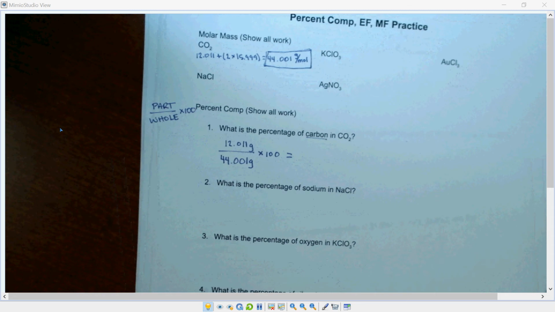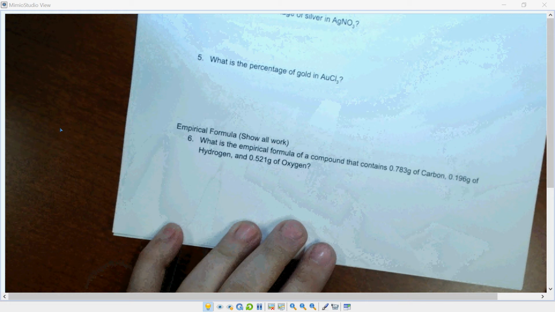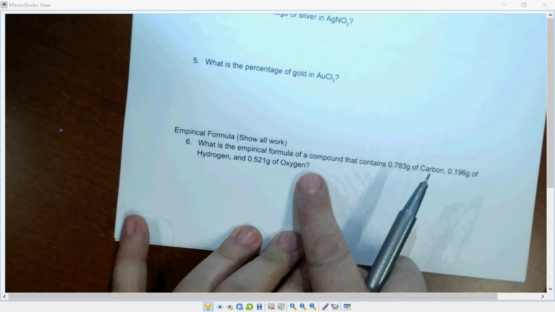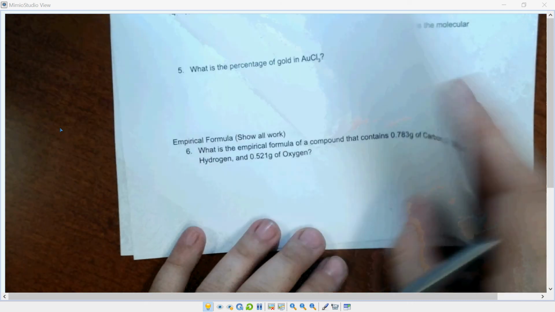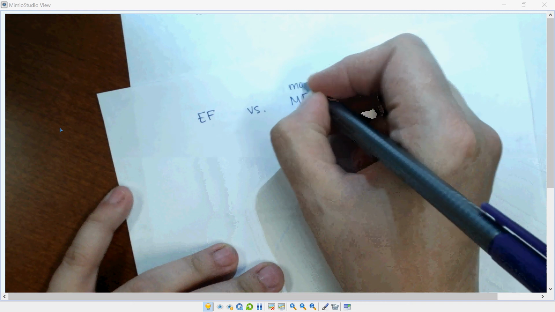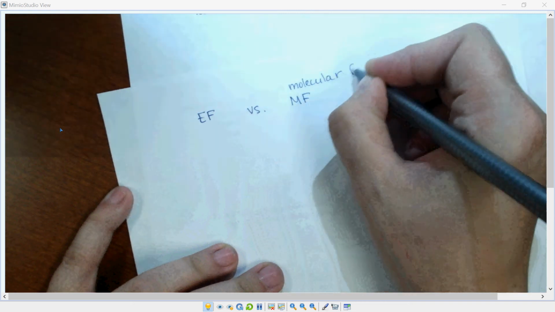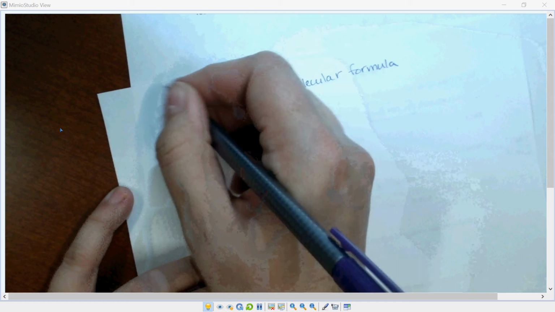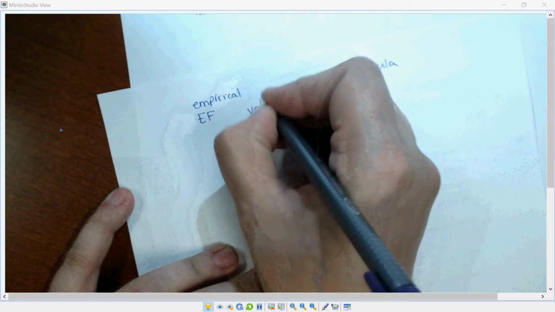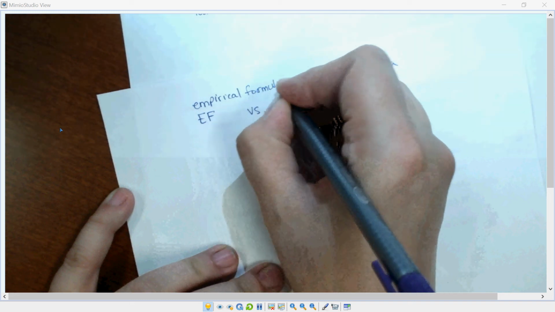The next thing that we covered is just a little bit trickier. It's called empirical formula. I'm going to do number 7 because number 6 actually requires you to leave out one step. But first, let's define what an empirical formula is. An empirical formula, compared to what's called a molecular formula, is the reduced form of the subscripts. So all it shows you is the ratio that the atoms have to one another.